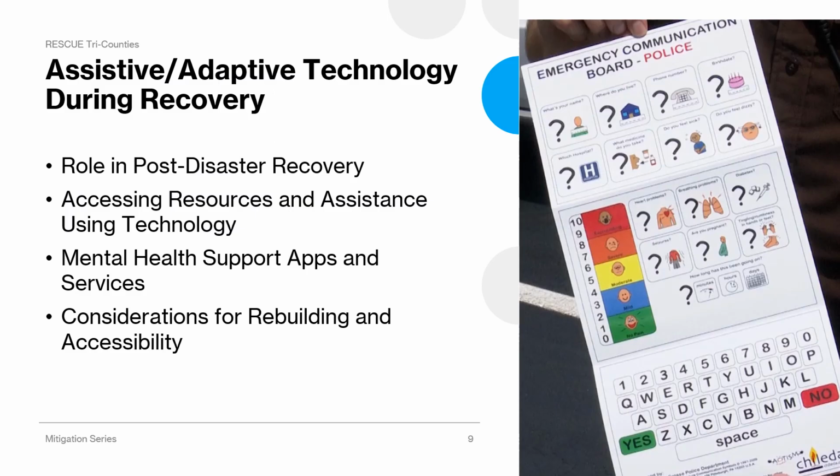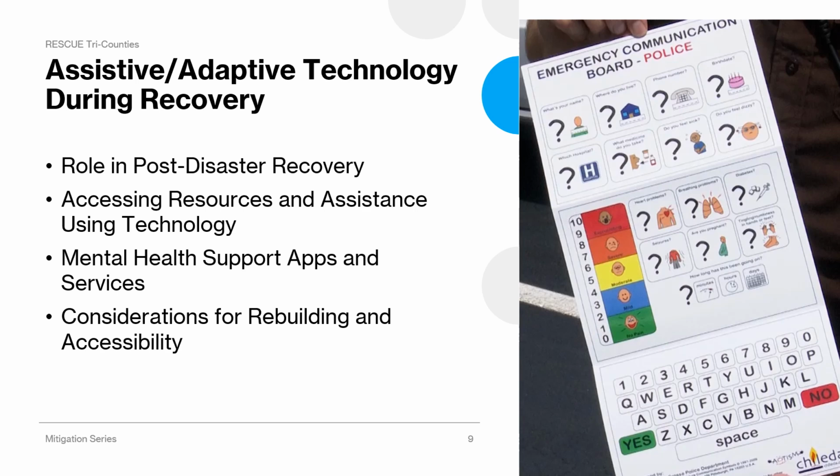Now that we've explored how adaptive and assistive technology can assist individuals with IDD during a disaster, let's focus on the recovery phase. After disaster, these technologies can continue to help those as they move into the recovery phase of a disaster. At this point in disaster, your client may need to access new to them resources and aid, more so than ever. These technologies can help streamline this process with helpful apps and communicating with disaster relief workers.